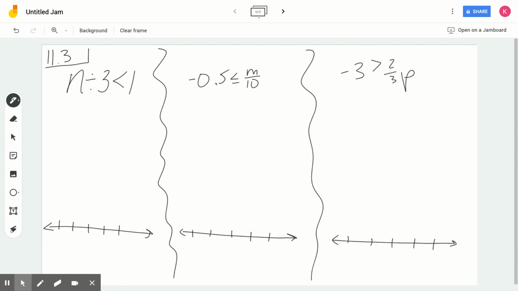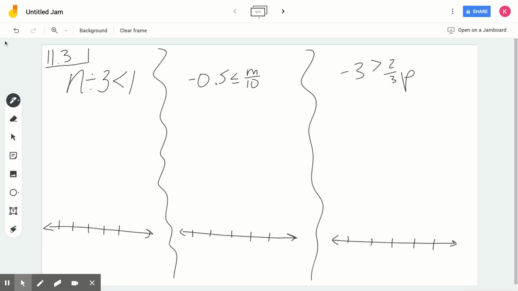When you multiply or divide each side of an inequality by the same positive number, the inequality remains true. This is just saying you use your inverse operations to multiply or divide by a positive number, and it's going to remain true on both sides. So let's take a look at the first three examples here.